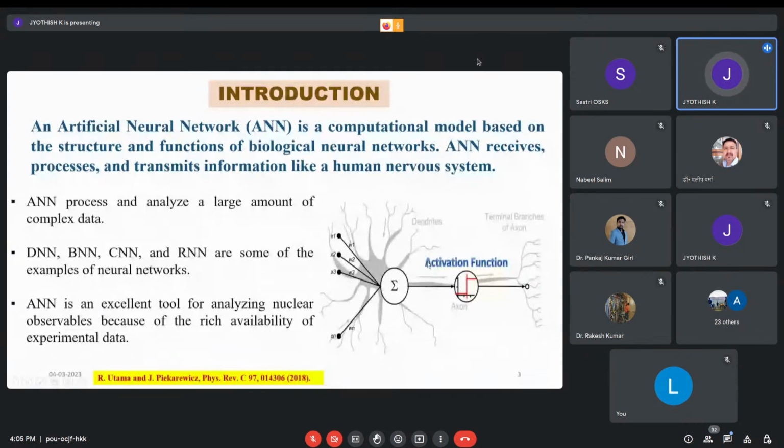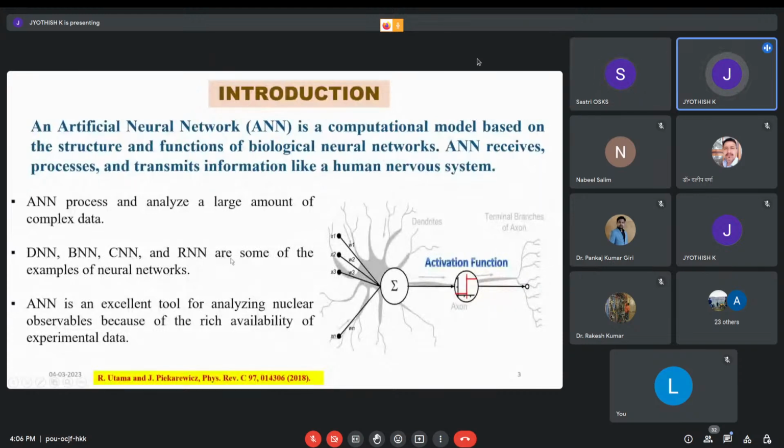So basically I am not a biology student, so I am just going through some basics of the human nervous system. Here it consists of... go to the main methodology, Jyotish. Okay. Yeah, don't worry about introducing artificial neural networks. Yeah, okay. Discuss how artificial neural networks are used to study nuclear structure.